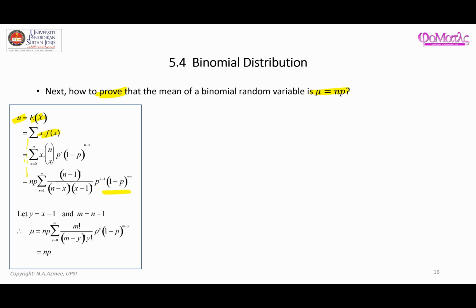Once you are done with that, you will simplify by using a different representation. For example, you will let x minus 1 equal y and n minus 1 equal m. And of course, there are some more steps you have to do to simplify the whole look. At the end of the day, you'll be able to show that the mean is equal to np. So if you would like to try it first on your own, this is where you can pause the video and then come back later to see the solution that I'm about to show you.